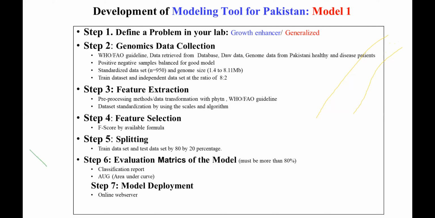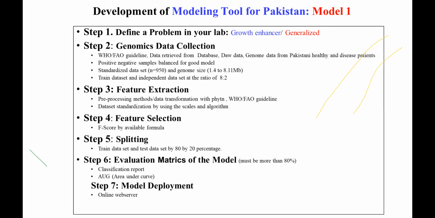Then you have to train your data set, and an independent data set. Your data will be divided into two data sets. One is a positive data set, and the second is a negative data set, which is non-growth promoting data. In the positive data, you have genes with growth promoting, enhancing function, and in the negative data you have no genes with any type of link to growth enhancement.